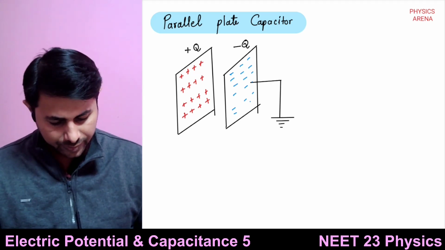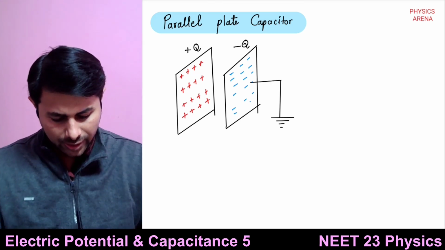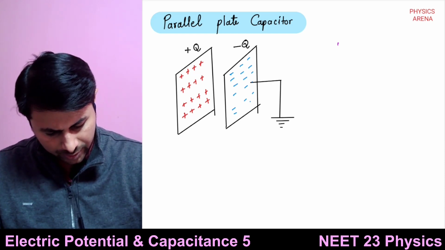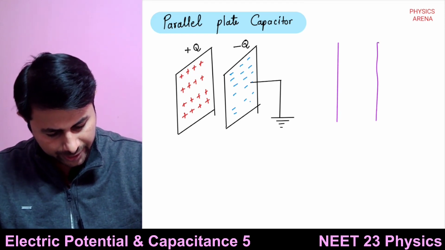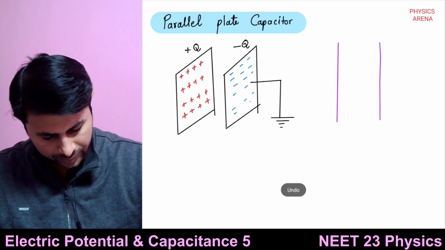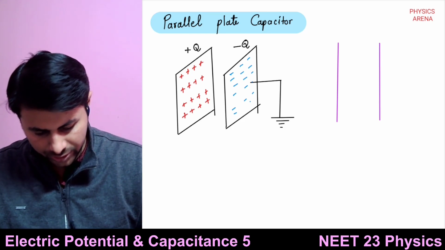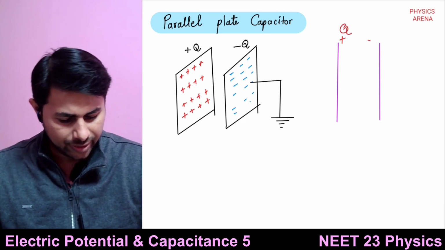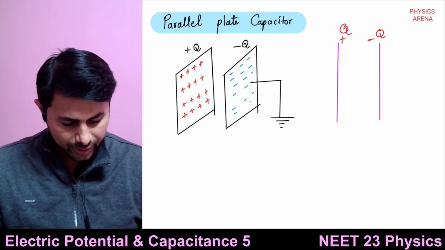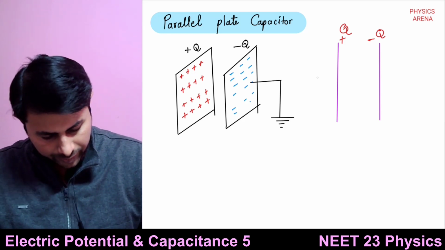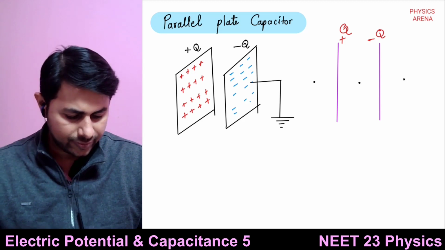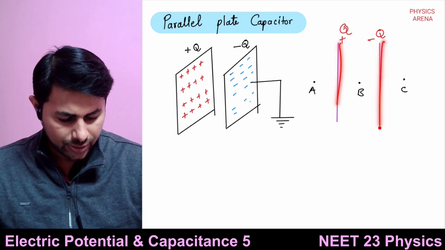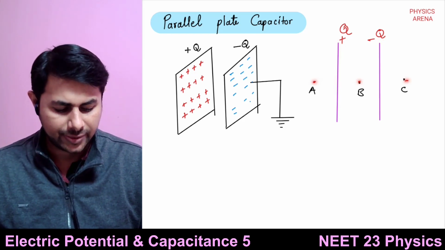So now, how do we find potential? Let's suppose this is my first plate and this is my second plate. There is some positive charge here, plus Q, and some negative charge, minus Q, on the other plate. Now let's consider these three points, let's call them A, B, C, and find the electric field due to these two plates at these three points.